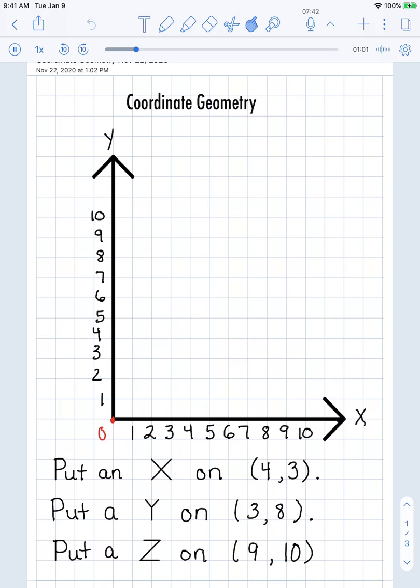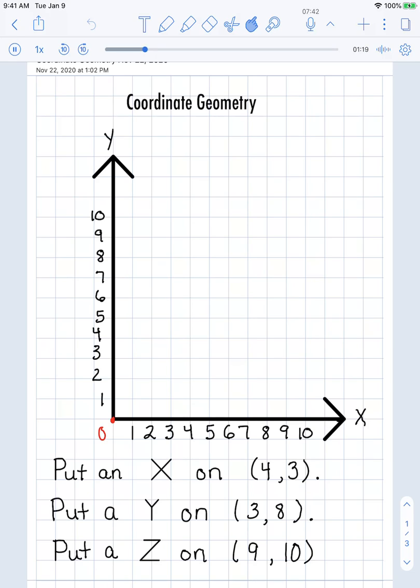So then starting at 0 on your x-axis, each line is counted, and mine just happens to go up to 10. And the same thing on the y-axis. The 0 starts in the corner, and then you count up, going up the y-axis to 10.